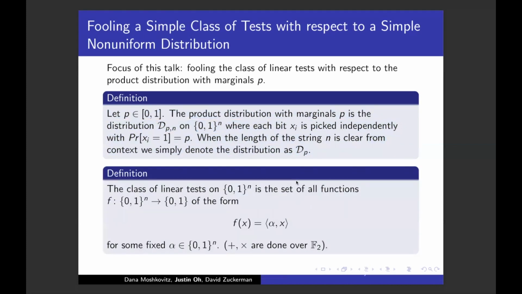The class of linear tests on 0, 1 to the n is just the set of all functions on n bits that output 1 bit, that are of the form f of x equals the inner product of x with alpha, for some fixed alpha in 0, 1 to the n. The plus and times of this inner product are just done over F2. And you might notice that when you take p equals 1/2, this is just the same thing as epsilon bias sets, if you know what those are.